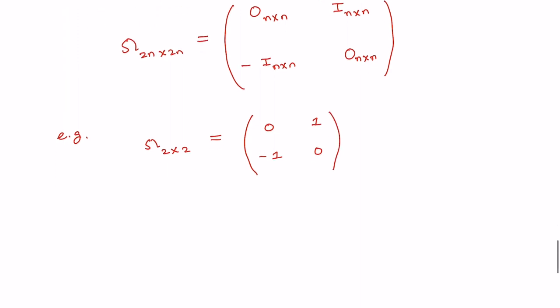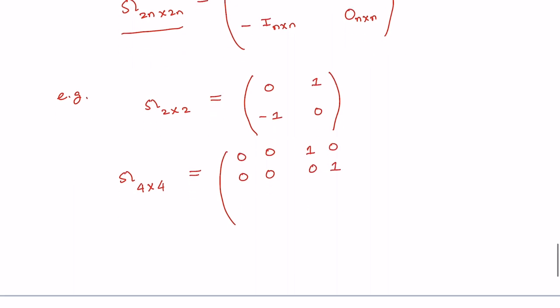For example, just to consider one example, suppose n is equal to 1, then omega would be a 2 by 2 matrix: 0, 1, minus 1, 0. And you see these are always even dimensional, so the next one would be for n is equal to 2, a 4 by 4 matrix. In that case it would be 0, 0, 1, 0, 0, 0, 0, 1, and then minus 1, 0, 0, 0, 0, minus 1, 0, 0. I hope you get the idea.